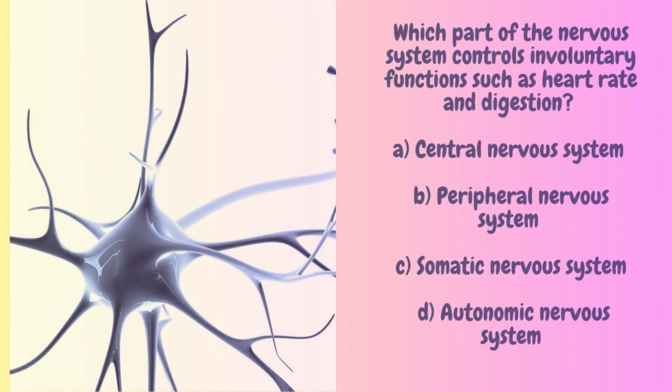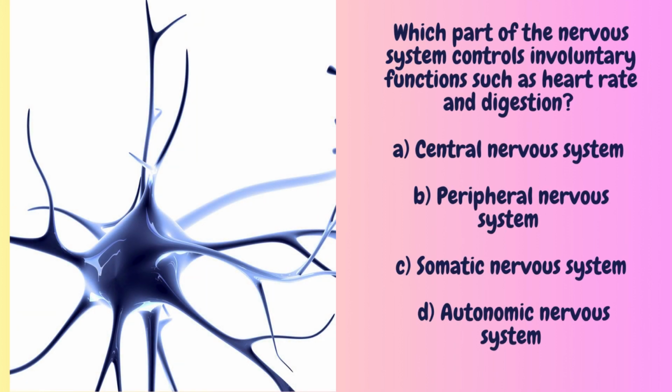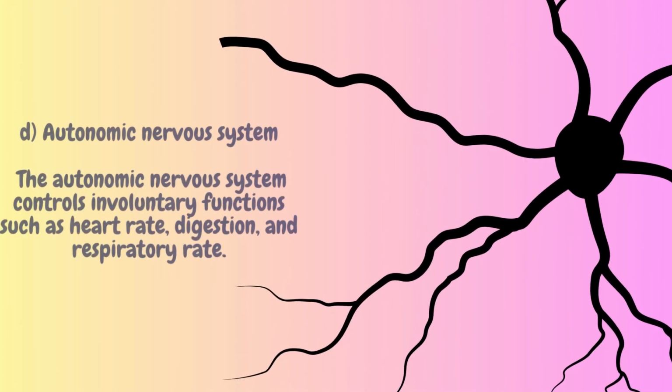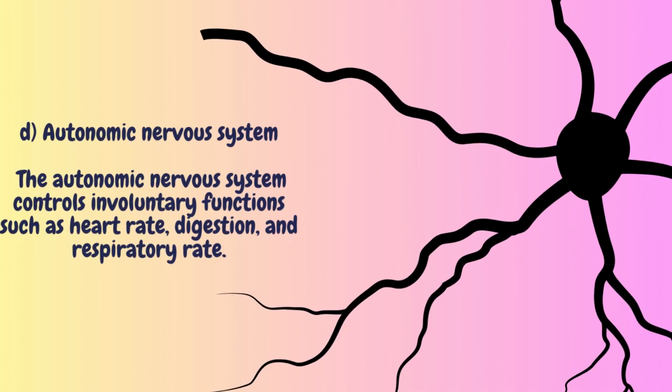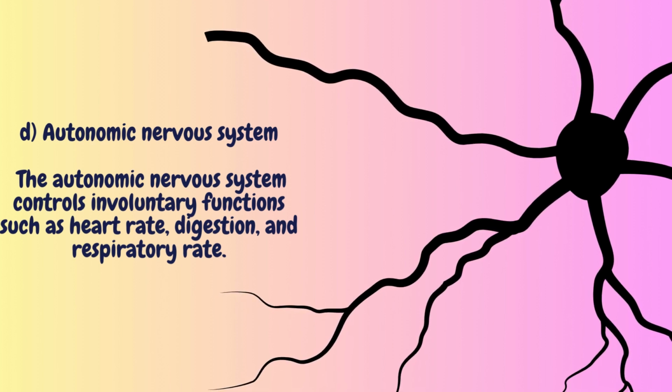Which part of the nervous system controls involuntary functions such as heart rate and digestion? A. Central nervous system. B. Peripheral nervous system. C. Somatic nervous system. D. Autonomic nervous system. D. Autonomic nervous system. The autonomic nervous system controls involuntary functions such as heart rate, digestion, and respiratory rate.